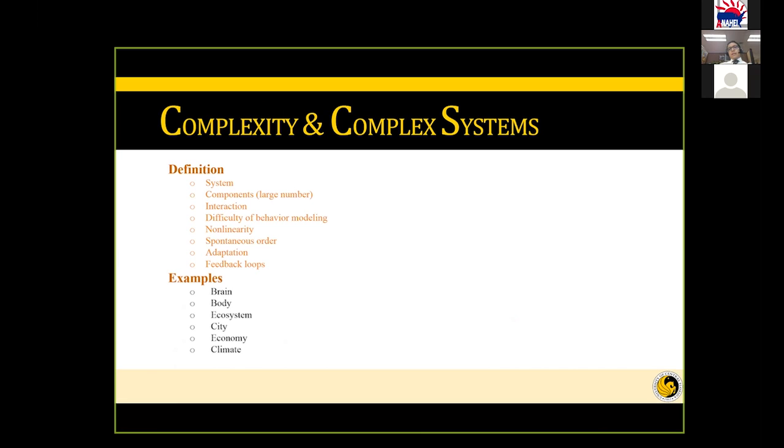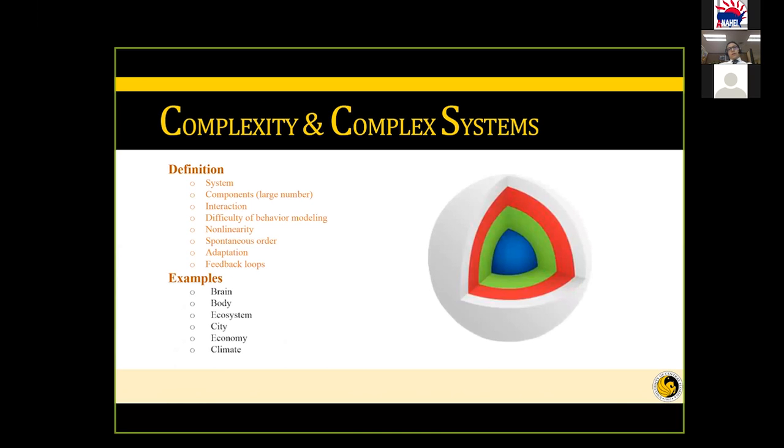These are some examples of the complex systems we have. Your brain is a complex system, or any animal brain. The body we have is a complex system. Ecosystems are complex systems. The communication system we have is complex. A city is a complex system. The economy is a complex system. Human society is complex. Climate is a complex system.